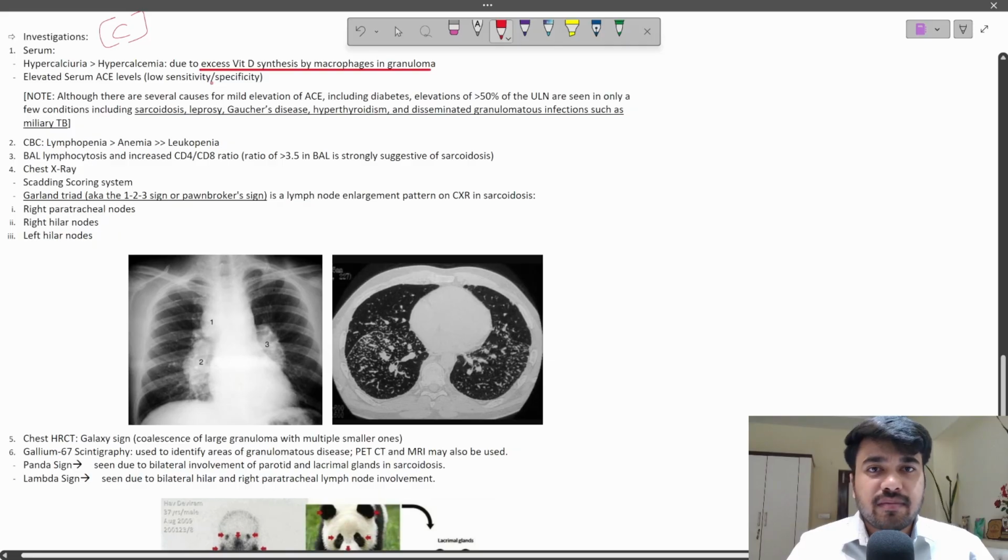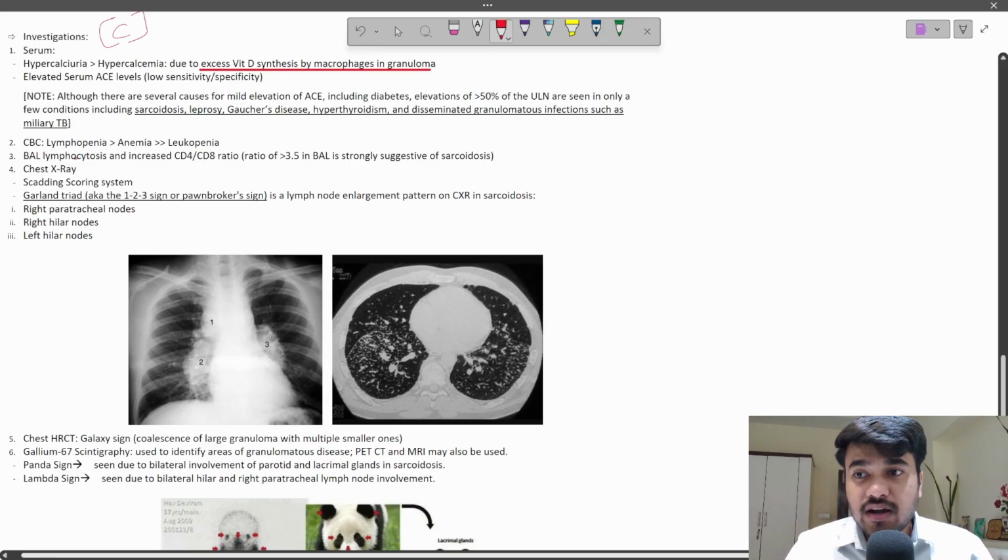So the examiner might frame a question with a non-caseating granulomatous disease of lungs, skin, where the patient has increased calcium and increased serum ACE level. So these sort of keywords should help you come at a diagnosis of sarcoidosis, right?